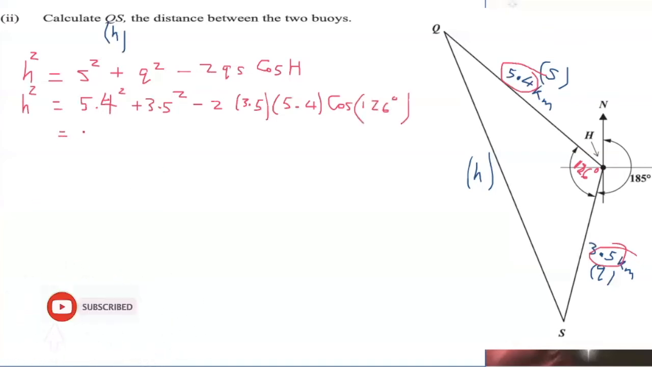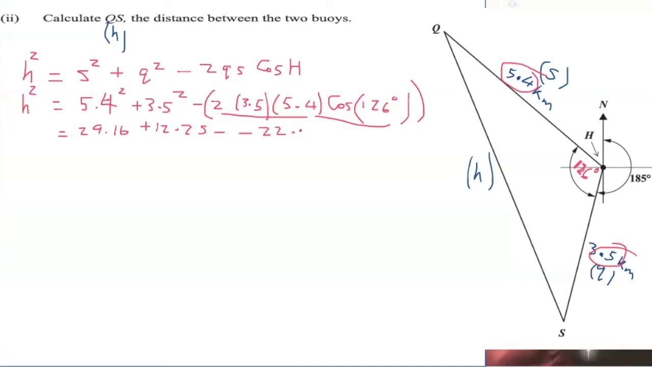Now let us do the squares. We know the square of 5.4 is 29.16. 3.5 squared, that's 12.25. Now 2 times 3.5 times 5.4. So multiply this and then times it by cos 126. You're going to get a negative. So all of this, leave the sign alone, just multiply all of this. So 2 times 3.5 times 5.4 times cos 126. You will get negative 22.218.